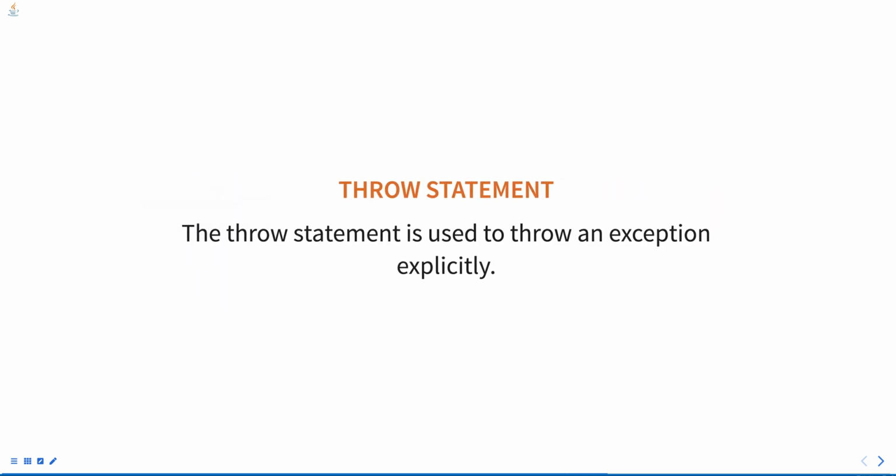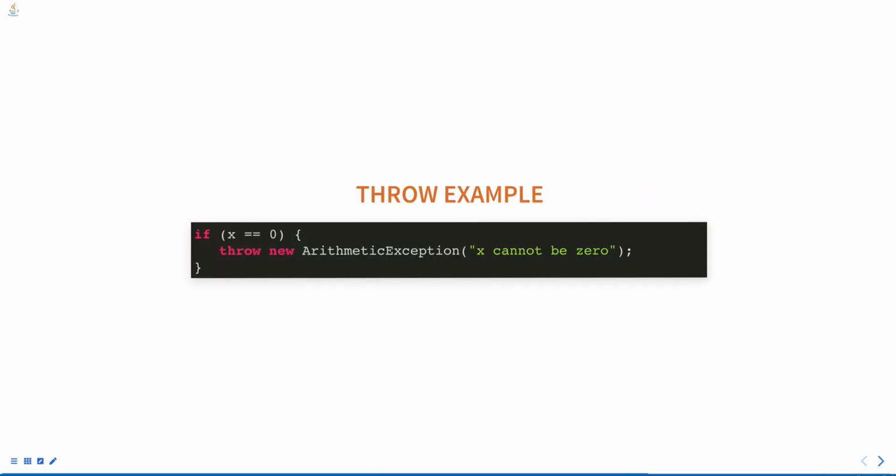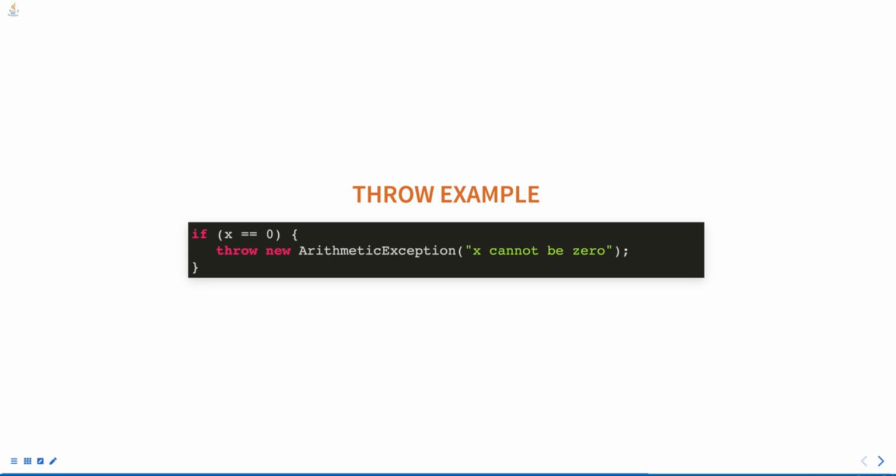Throw statement. The throw statement is used to throw an exception explicitly. This can be useful when a program encounters a condition that should be considered an error and an exception should be thrown. And below is an example of throw statement.